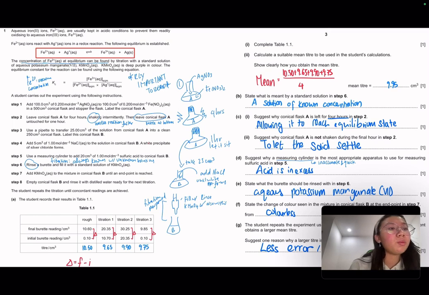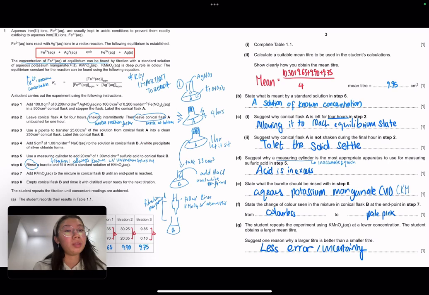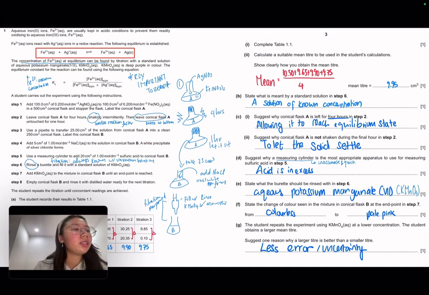Alright, state what the burette should be rinsed with. Again, it's your KMnO4, you should be expecting that. And for the color change, again, it's from colorless to your endpoint, pale pink. Okay, the student repeats the experiment using KMnO4 at a lower concentration. The student obtains a larger mean titer.